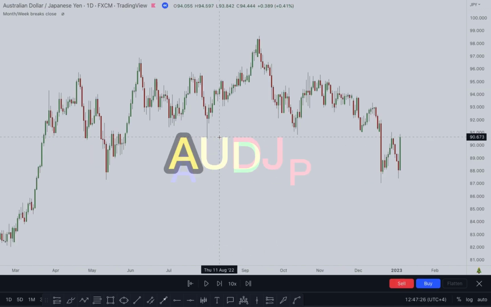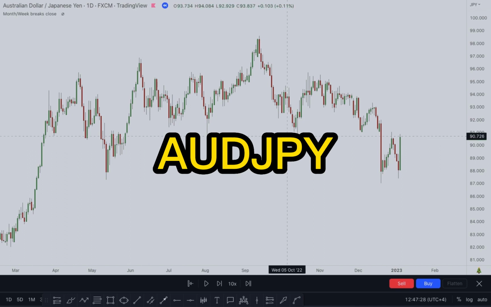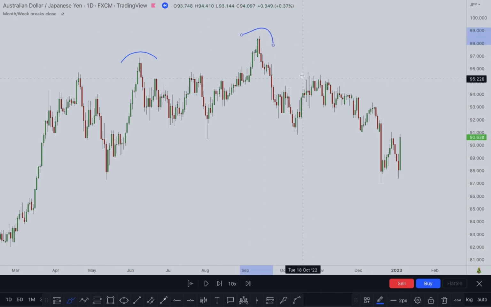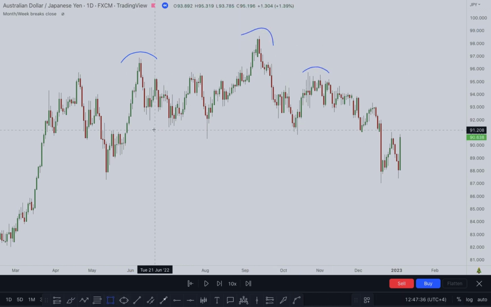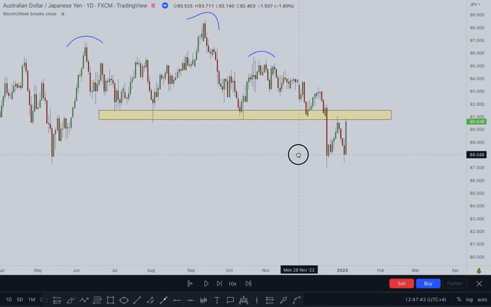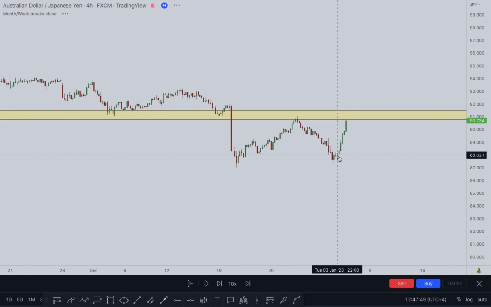So this AUDJPY on the daily time frame, this is also a trade that was posted in the group. So on the daily time frame, I just saw this left shoulder, this is my head, this is my right shoulder, and then this was the neckline, right? So the neckline was broken right here. We had a pullback to this neckline. So this is our area of value, right? So this was a very simple trade that we took at the beginning of the week. So I'll go down on the 4-hour time frame. Let's see how the market played out.